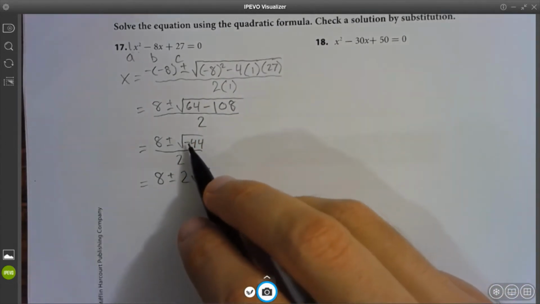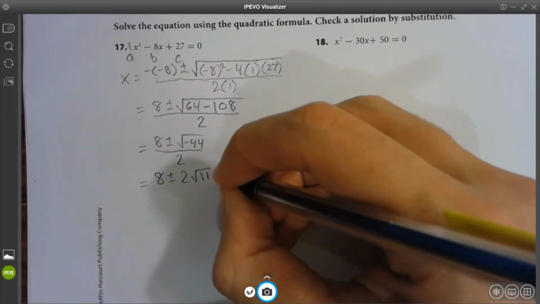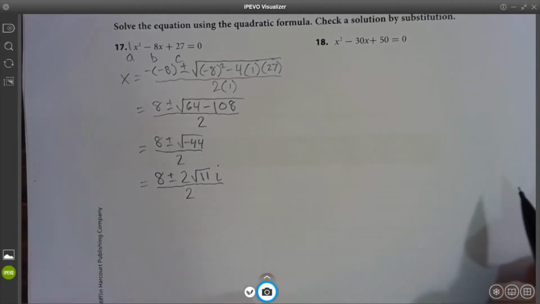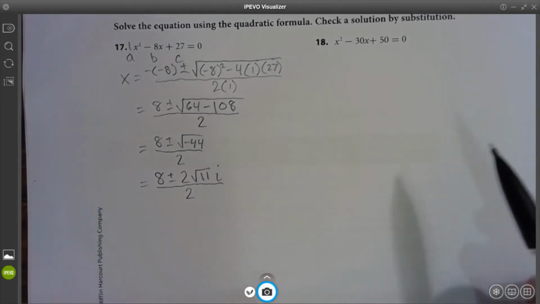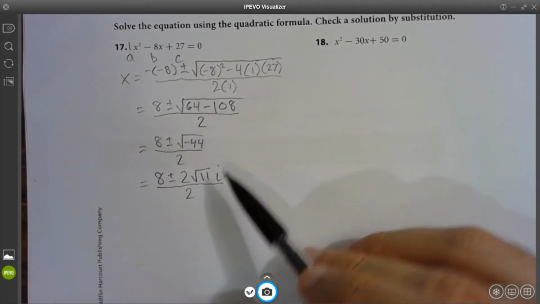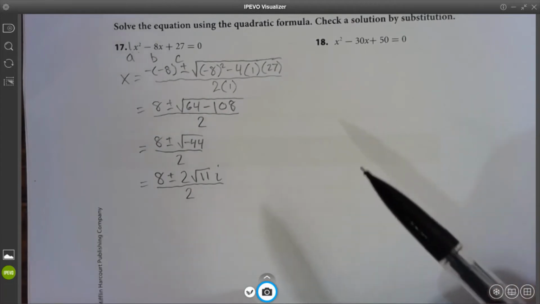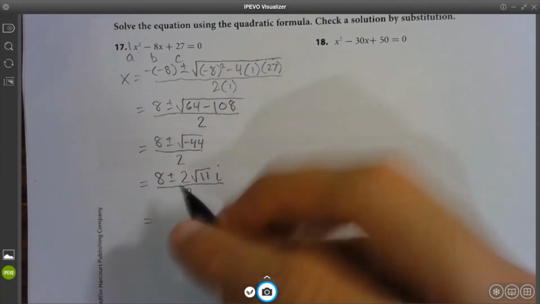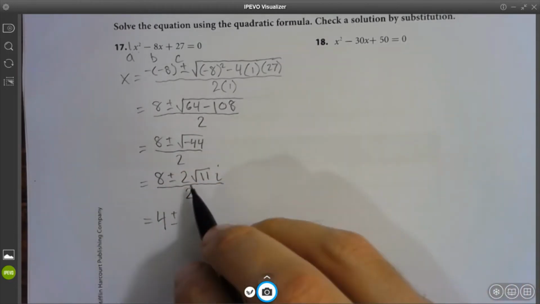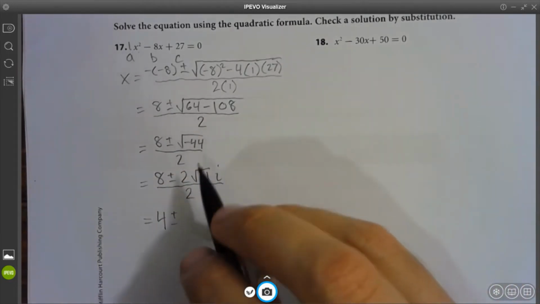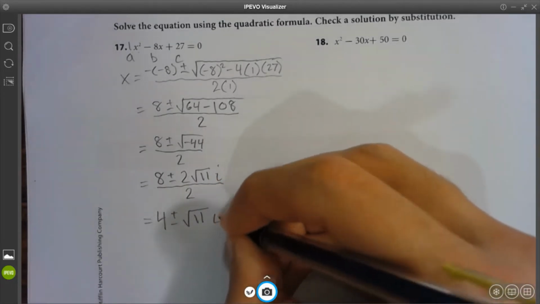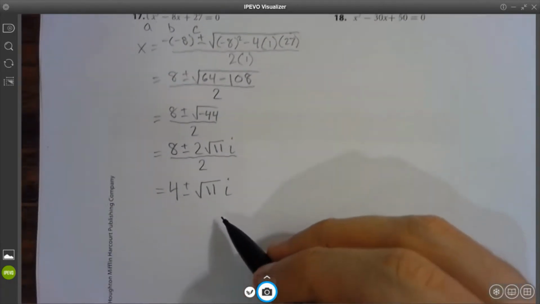And it's going to be 2 root 11i because of that negative. We can do a little bit more simplification, and we probably should, since we have to plug back in. So we should make this as simple an answer as we can before we have to plug in and do all the calculations there. So 8 divided by 2 is 4. 2 root 11i divided by 2 is just root 11i. The 2's cancel. And that is our simplified answer.